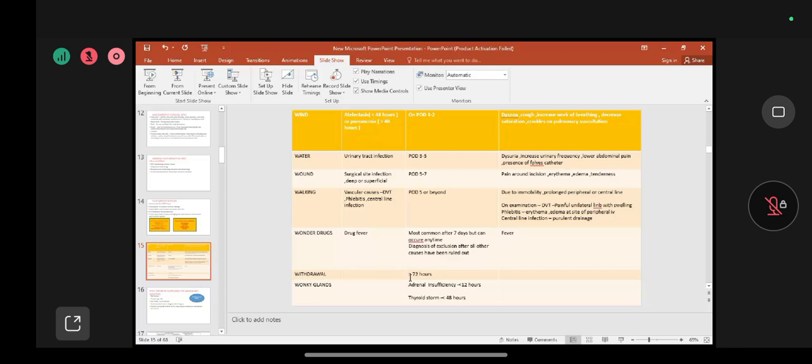Adrenal crisis can happen due to adrenal insufficiency, or it can happen within 12 hours of the surgery. And thyroid storm will occur after 48 hours.